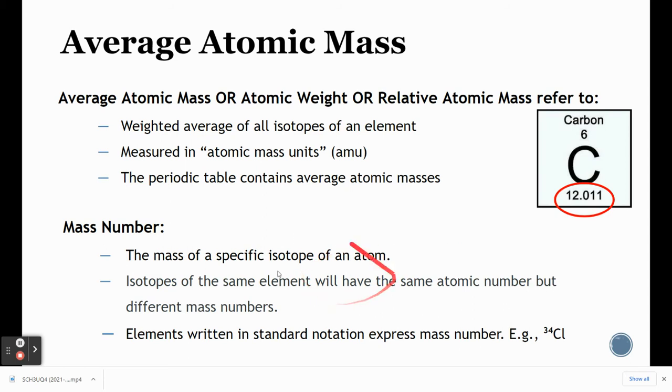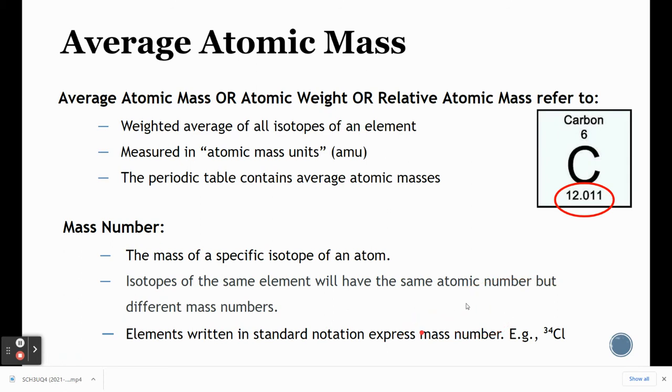So isotopes of the same element, when you study them, are going to have the same atomic number, but they're going to have a different mass number. So for example, the mass of carbon 12 is 12. That's its mass number. The mass number of carbon 13 is, well, 13. The mass number of carbon 14 is 14.